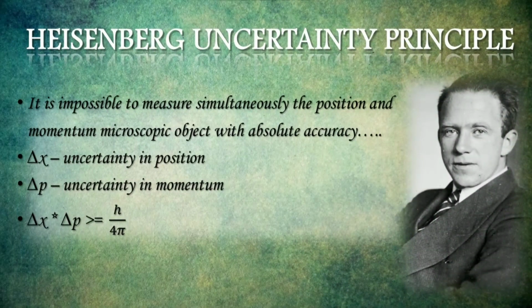Now we will discuss the Heisenberg uncertainty principle. It is impossible to measure simultaneously the position and momentum of a microscopic object with absolute accuracy. Here delta x is the uncertainty in position, whereas delta p is the uncertainty in momentum. Therefore delta x into delta p will always be greater than or equal to h upon 4 pi.